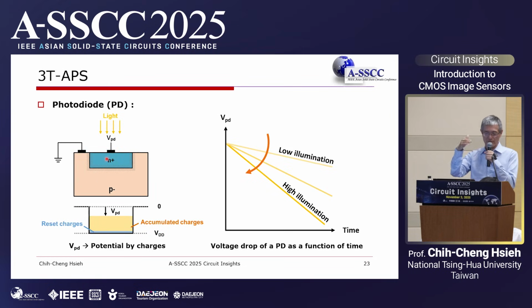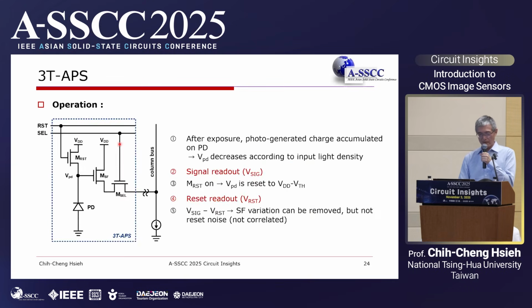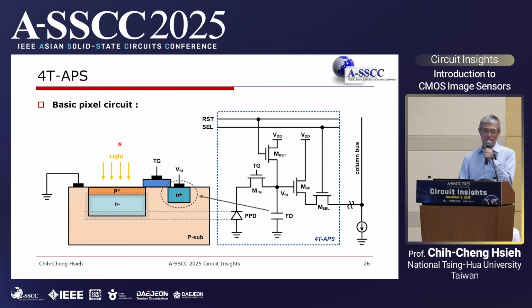So there come some non-ideal interface states, which will cause dark current, and there will be some coupling issue. And all these issues have been solved using the advanced and improved pixel architecture, which is the 4T APS.